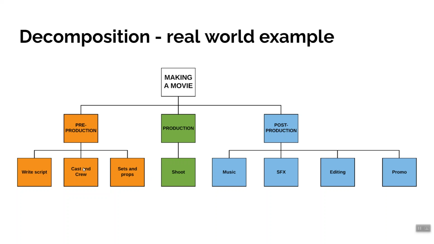to write a script. I'm going to have to find the crew that I'm going to need to shoot my movie, and audition and cast the actors. And then I'm going to need things like locations, sets, and props to be built and decorated and designed before I can start making the film. So I've broken down pre-production into 3 smaller tasks.